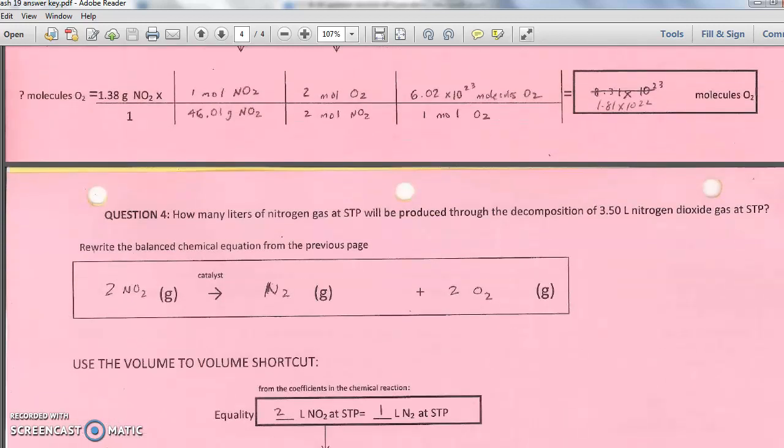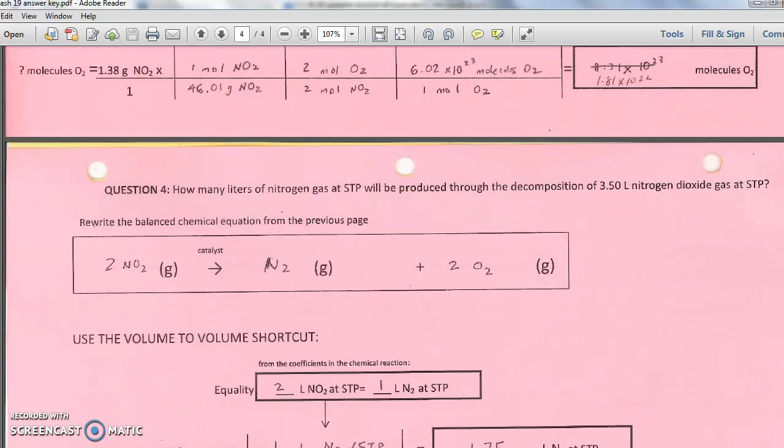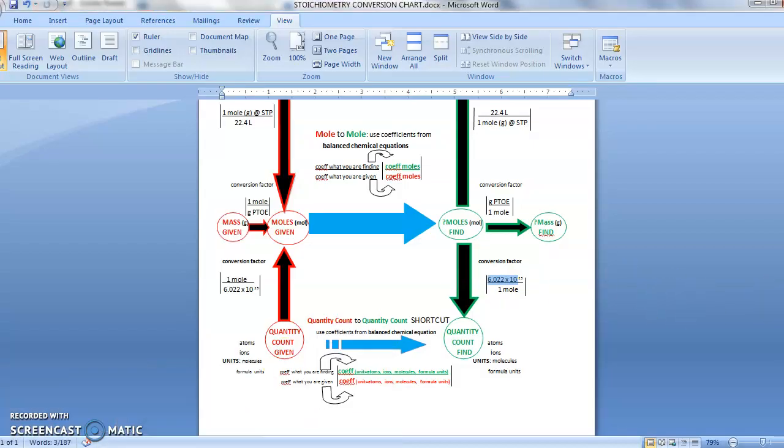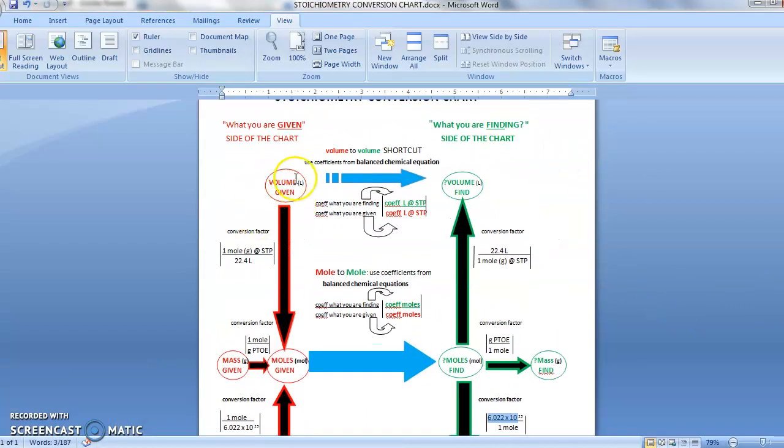Our final question: how many liters of nitrogen gas would be produced through the decomposition of 3.5 liters of nitrogen dioxide? So this time they're giving us a volume, liters of nitrogen dioxide, and they're asking for how many liters of nitrogen gas would be produced. So they gave us a volume and they're asking for a volume. When we look at our master chart, they gave us a volume and they asked for a volume.